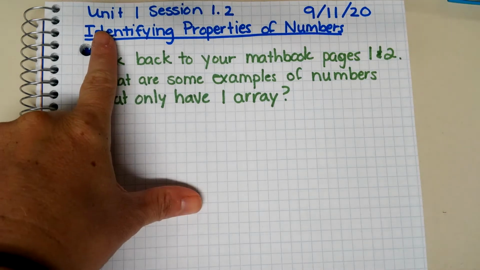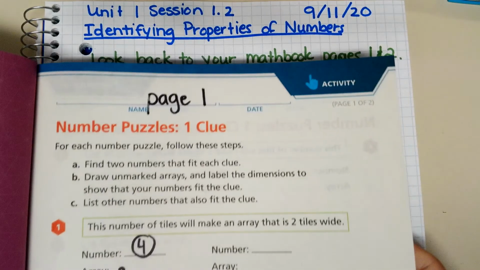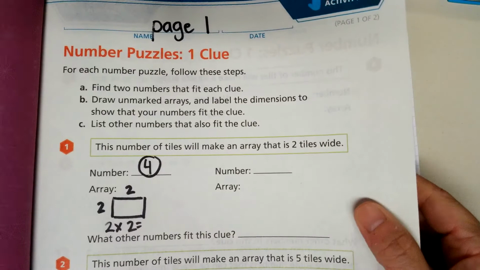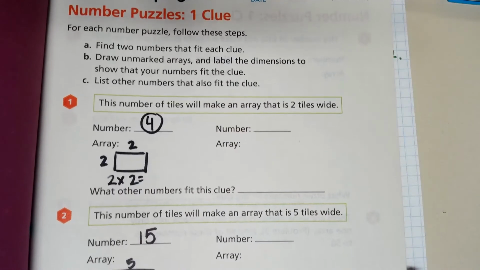Today we're looking at Unit 1, Session 1.2. We're identifying properties of numbers. First thing we're going to do is look back to your math book, pages 1 and 2. Now this was part of your schoolwork and homework last night. Page number 1, we were looking at our number puzzles. These ones were called One Clue.